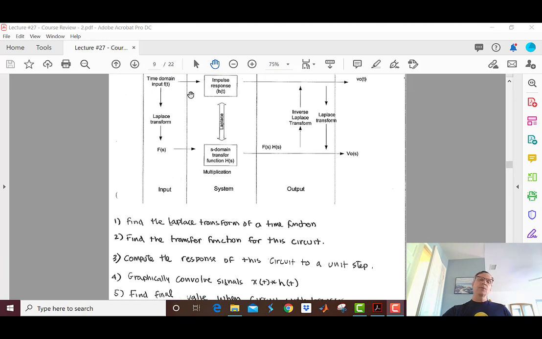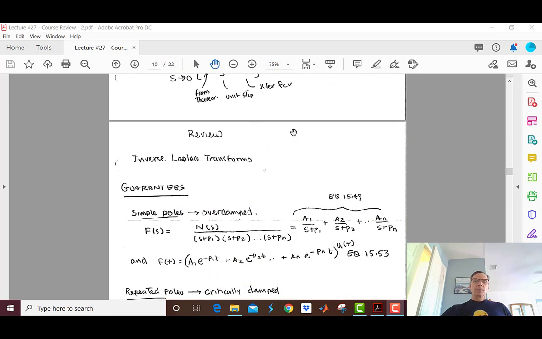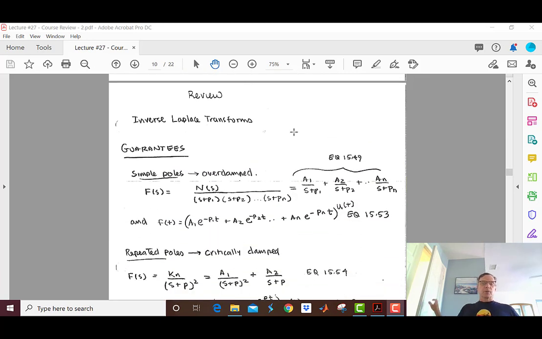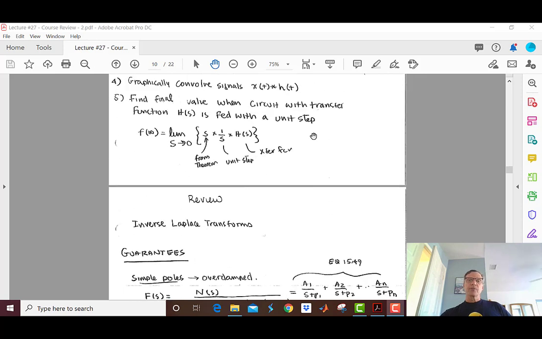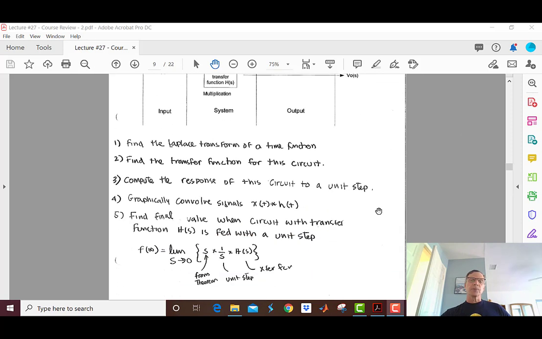And I like it because anything I do in this class with Laplace transforms, I can fit on this roadmap and I can see where I am. So now let's look at inverse Laplace transforms, or in other words, let's focus on this process from here up to here, inverse Laplace transform.